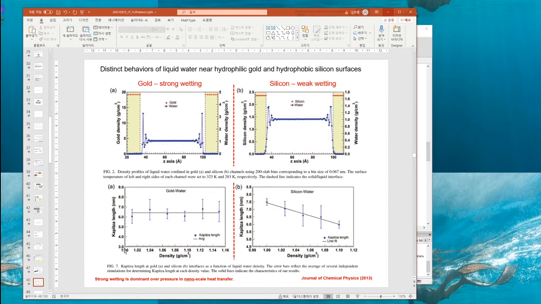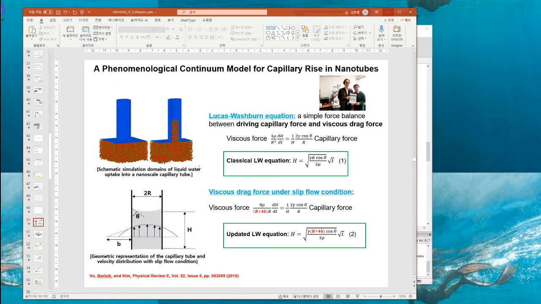But in gold, even if you increase the pressure, the interfacial resistance doesn't decrease. Why? Because in this case, the strong wetting already holds these molecules on the surface, so pressure doesn't really play an important role. So I'll say that wetting is dominant over pressure, which is a very typical phenomenon at the nanoscale. Okay, and we published this in the Journal of Chemical Physics in 2013. And this is the work that we published in Physical Review E in 2015.